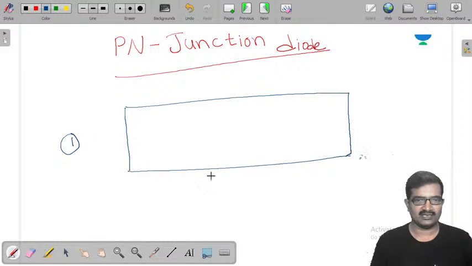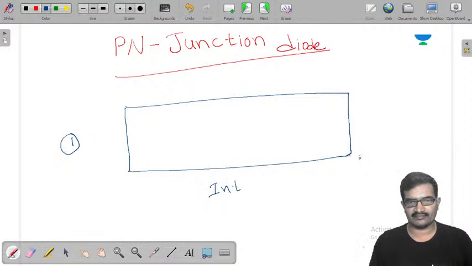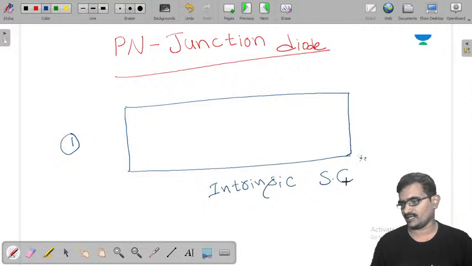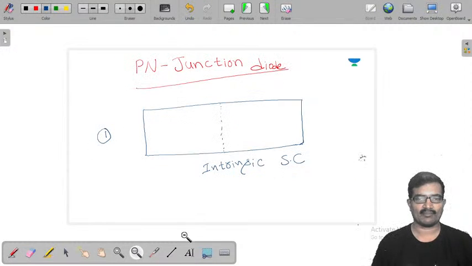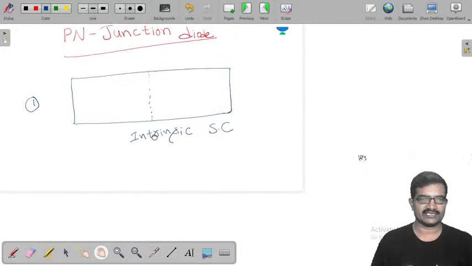This is step 1, intrinsic semiconductor. Mark a line at the center for better understanding purpose.